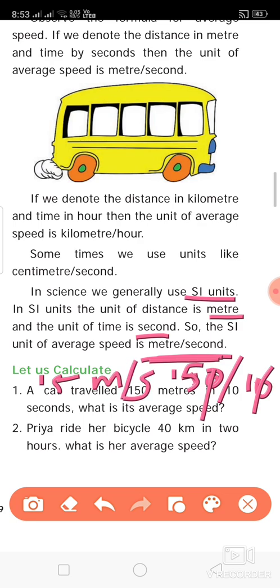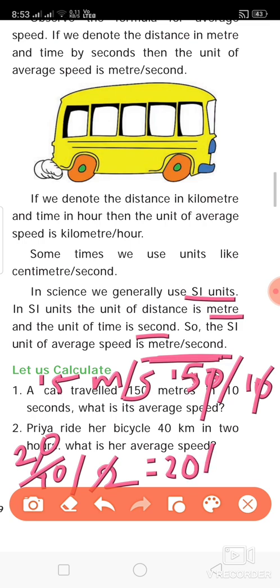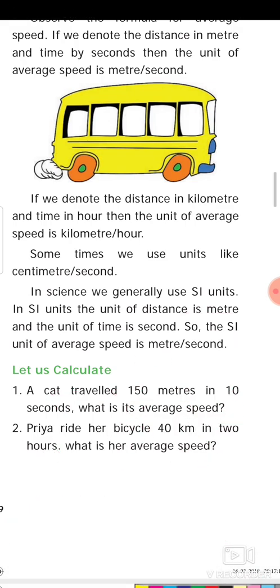Priya rides her bicycle 40 kilometers in 2 hours. This is the second problem. What is her average speed? Again the same formula, distance traveled by time. Here distance traveled is 40 kilometers and time is 2 hours, divided by 2. We can easily cancel out and get 20. So here we are going to follow 20 kilometer per hour, because the unit given is kilometer and hour. I hope you understand these two problems.